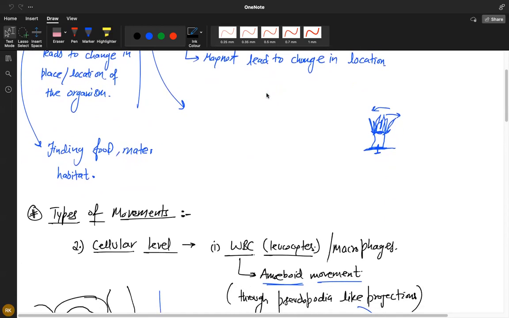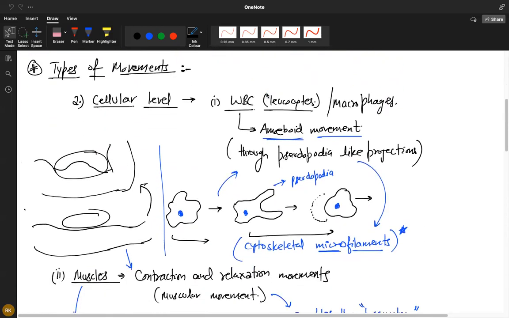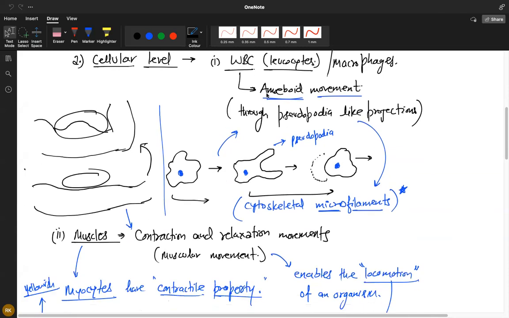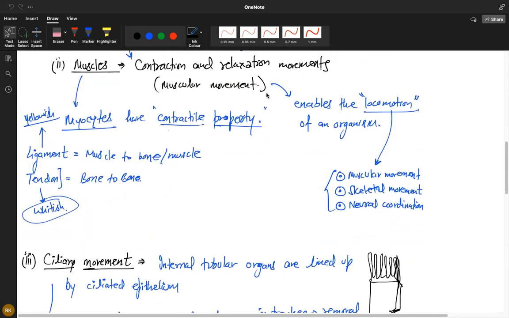Food or a mate or a new habitat. Correct. And then the different types of movement: you have the cellular level, the WBC leukocytes, which have amoeboid movement, where they move through pseudopodia-like projections. And then muscles have muscular movement, which is usually contraction and relaxation of the muscles.